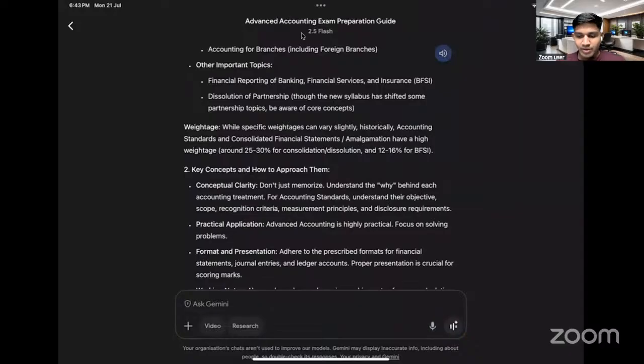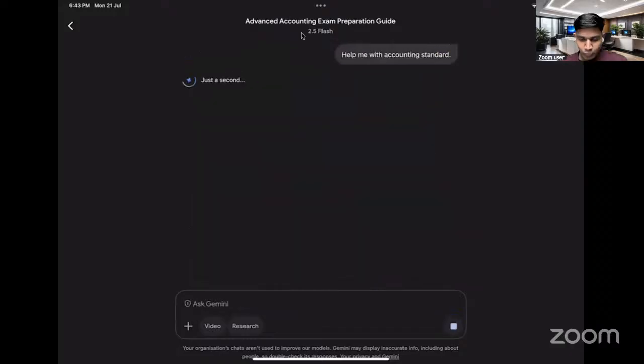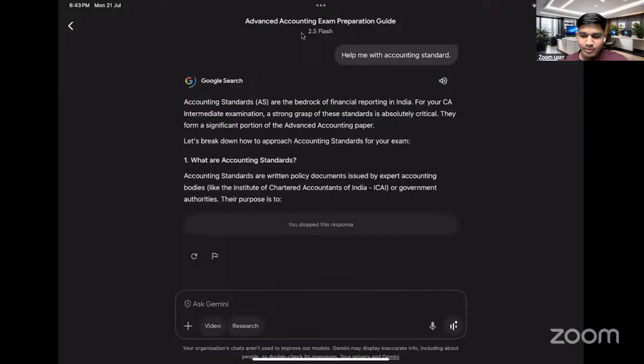Hey Gemini, help me with accounting standard 2, valuation of inventory.